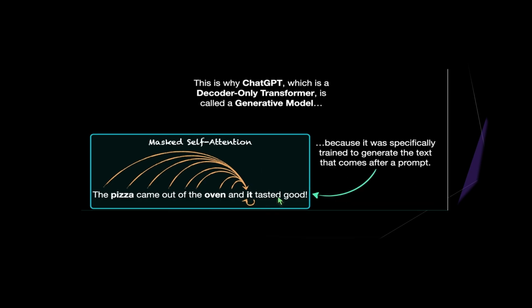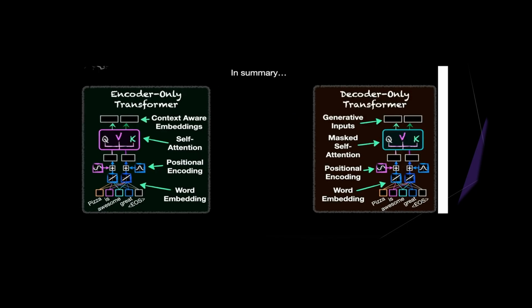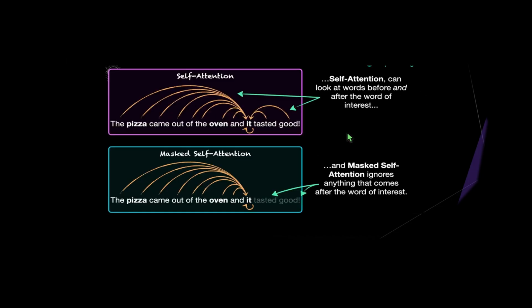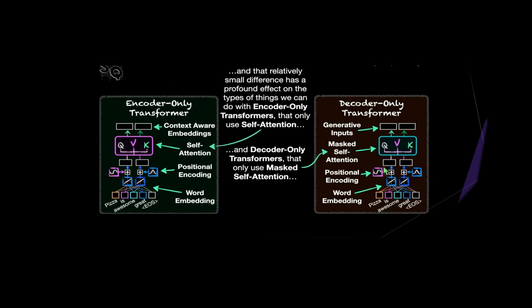To summarize, encoder-only transformers use self-attention, where every word can attend to all others, both before and after. Decoder-only transformers, on the other hand, use masked self-attention, where each word attends only to itself and the words that precede it. This masking makes generation possible, allowing the model to predict the next word step by step. I hope this concept is clear for you.